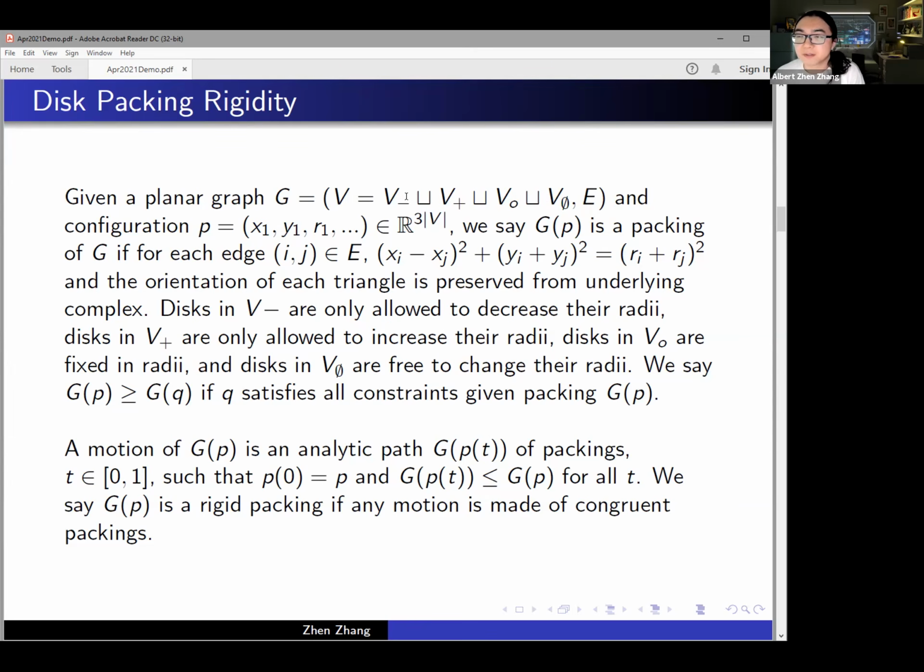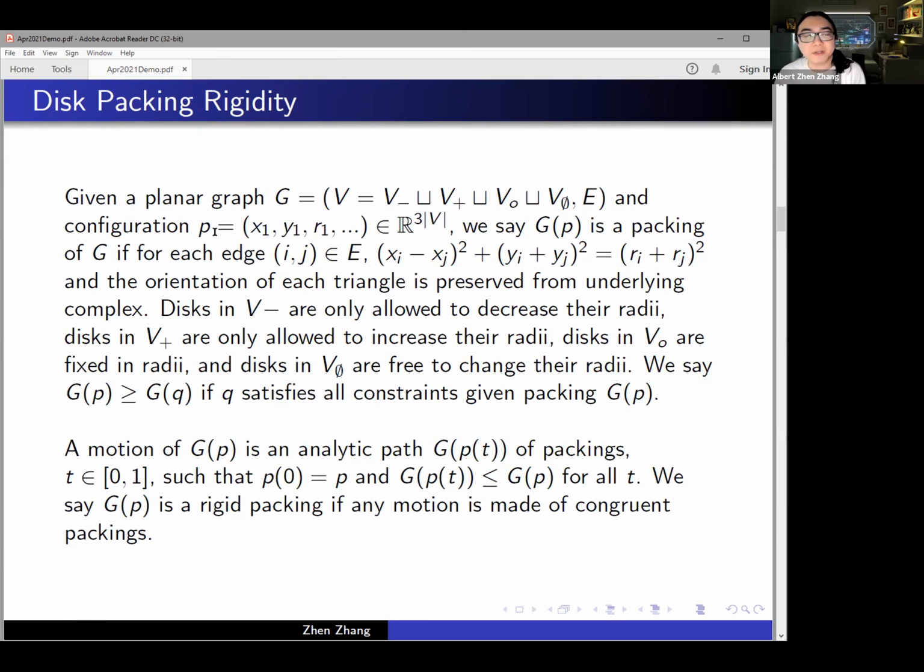Here, V minus will be the circles that we want to shrink or at least not increase. V plus are the circles that can grow or stay constant, but they cannot shrink. V naught are the circles that we want to have fixed size. And V empty are free circles. They can increase in size and shrink in size.